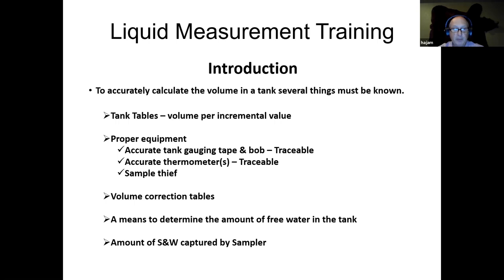We have to have the proper equipment. We have to have accurate tank gauging tape and the bob on the end of the tank gauge. They are traceable. So again, these need to be certified by a metrology or certifying agency, and there are API standards that dictate how this is done. We need accurate thermometers. They also must be certified and traceable. And we need a sample thief, and we'll describe what that is in a few minutes.